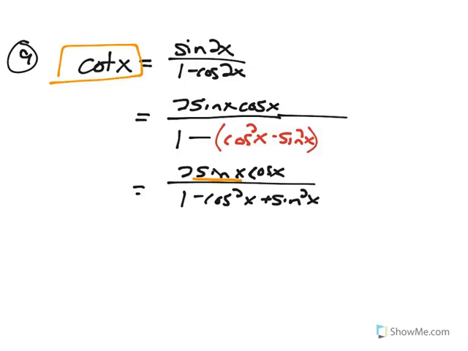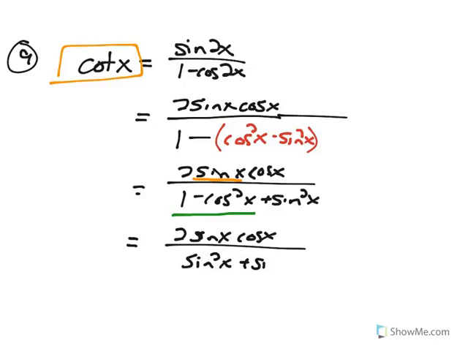Well, here's what I recognize. Hopefully you do too. 1 minus cosine squared of x, that's the same as sine squared of x. That comes from a Pythagorean identity solved for sine squared. That's helpful because in our denominator we can add those sine squareds together. We get 2 sine squared of x.